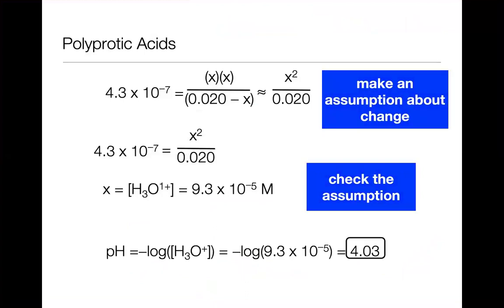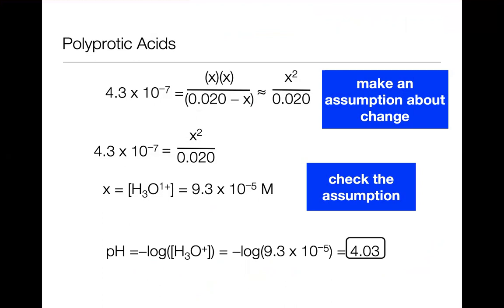So we've solved for x without any need for using the quadratic equation. X we recognize is also the concentration of hydronium. Dump it into our pH equation, we get a pH of 4.03.